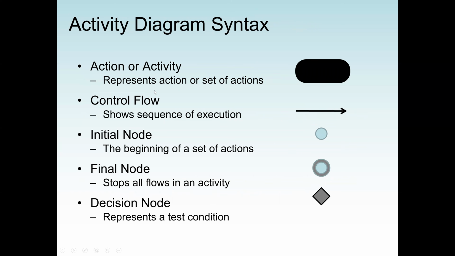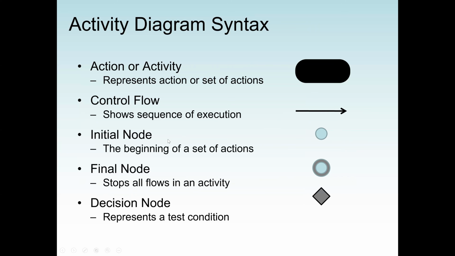So these are the symbols for activity diagram, which, as usual, like the use case diagram, has its own symbols. So we have the action or activity. We can see how the symbol looks. This will represent an action or set of actions. Then control flow is a line, but the line you have to show the arrow. That's why it's called control flow. And it's to show the direction where it's heading to.